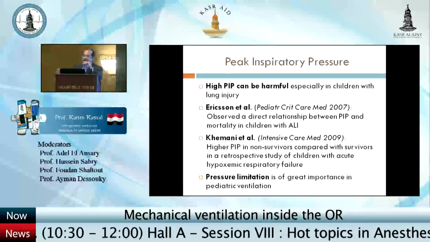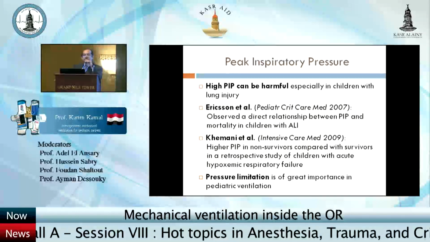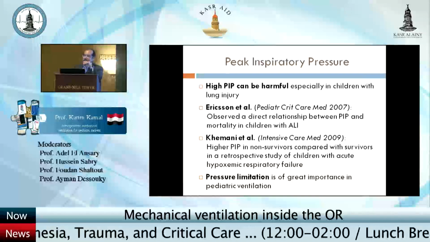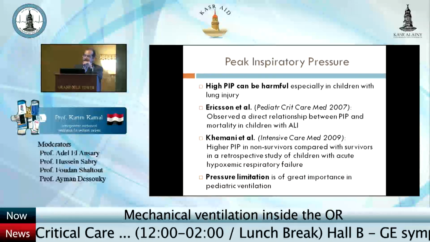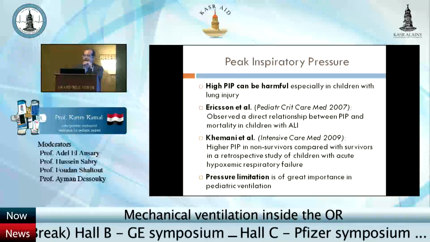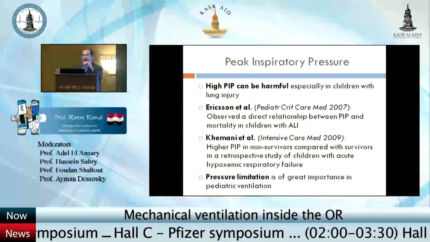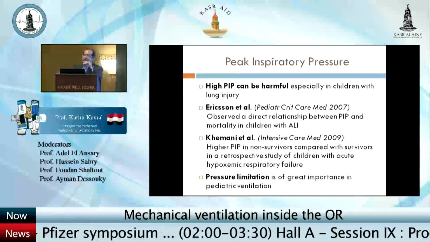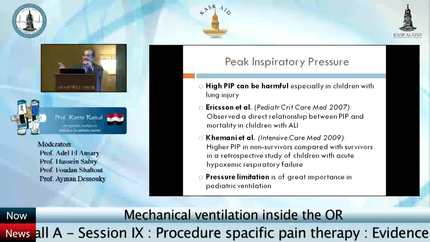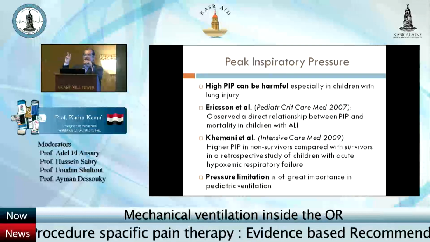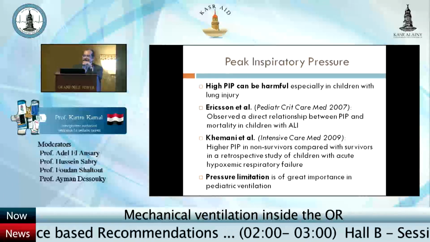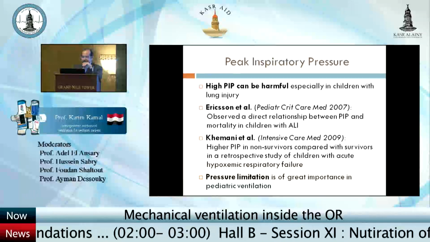Erickson and his colleagues did an observational study on pediatric patients with acute lung injury and found that there is a direct relationship between peak inspiratory pressure and mortality. Kimani as well, they did a retrospective study on children with acute hypoxemic respiratory failure and found that higher peak inspiratory pressure was found in non-survivors compared to survivors, which again means that there is a direct relationship between high peak inspiratory pressure and mortality. So pressure limitation is of great importance in pediatric ventilation.